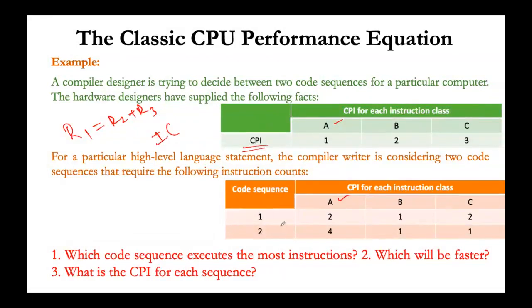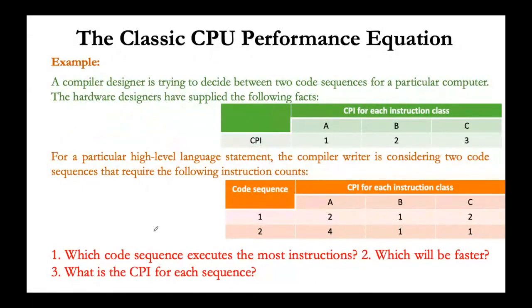For A, the code 1 sequence requires a CPI of 2 for each instruction class, and for the second code, it requires 4 cycles. For B, it takes only one cycle. For C, the first code takes 2 cycles, and the second code takes 1 cycle.